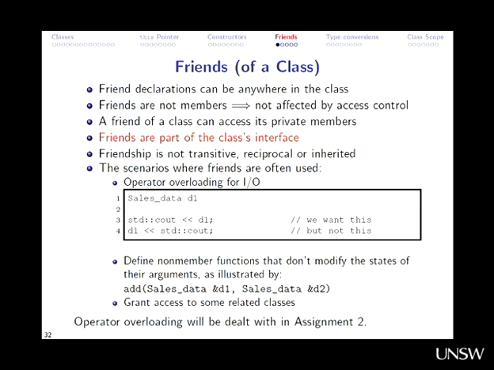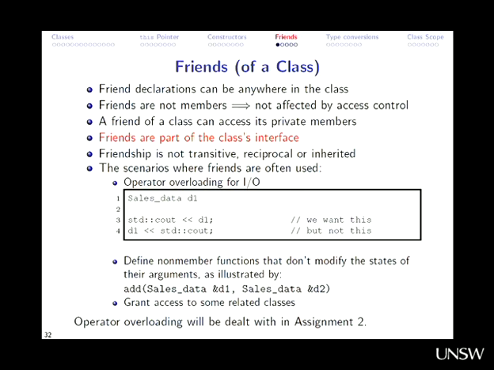So friends are not members of a class. But a friend can be a function, or some other class, or some other class's member function that we declare as being able to access any part of a class's private data or public data. So they're not affected by access control. A friend function, or friend class, or friend member function can completely access all the private data of our class.